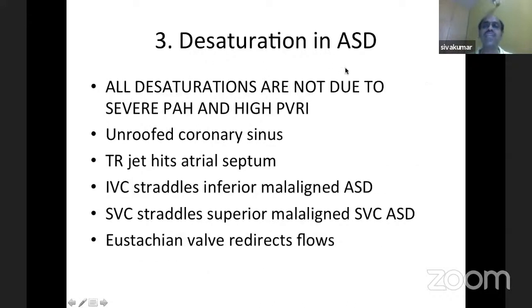Whenever there is desaturation in an ASD, that's a point of concern. Desaturation can be due to unroofed coronary sinus, tricuspid regurgitation jet hitting the ASD, IVC straddling an inferiorly malaligned ASD, superior vena cava straddling a superiorly malaligned SVC ASD, or Eustachian valve directing the blood from the right inferior vena cava towards the left atrium. So we need to understand desaturation and identify whether any of these anatomical reasons may be present. Otherwise, it is due to pulmonary hypertension and pulmonary vascular resistance.